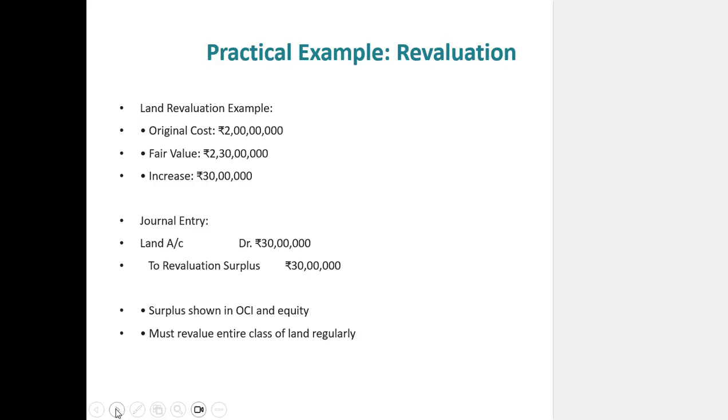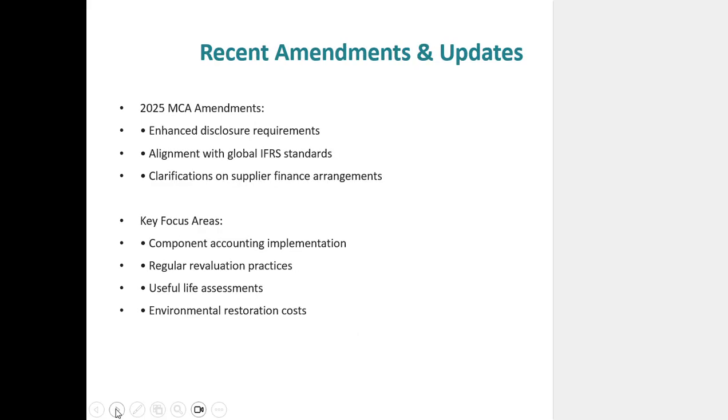You must revalue the entire class of land regularly. You need not revalue only a single piece of land. If there are other lands also in your balance sheet, you have to revalue that class as well. So the recent amendments and updates: the 2025 MCA amendments made clear that enhanced disclosure requirements are necessary, alignment with global IFRS standards, clarifications on supplier finance arrangements, and the key focus areas in these are component accounting implementation that we just discussed, regular revaluation practices, useful life assessments, and environmental restoration costs.